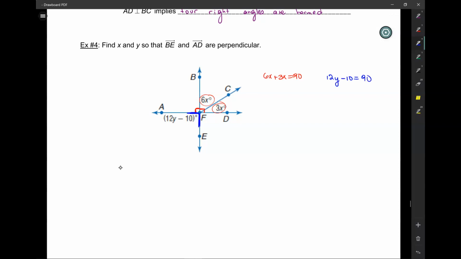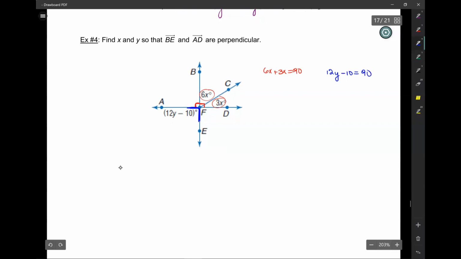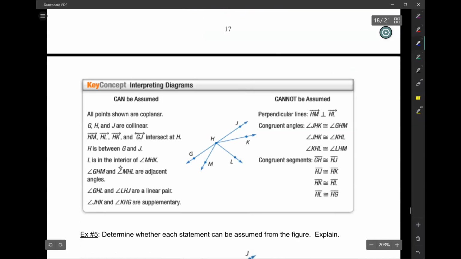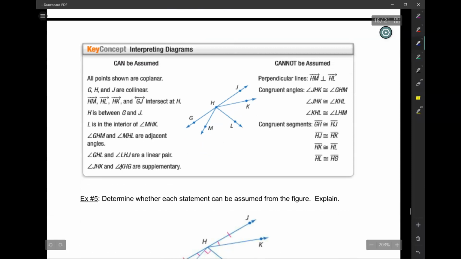Would you guys be able to solve that on your own? Okay, I don't want to insult your intelligence here. I'm about to give you a more difficult one.